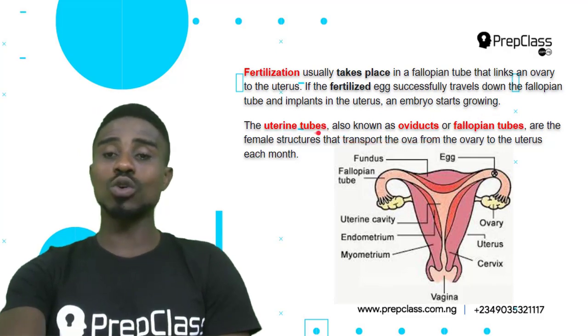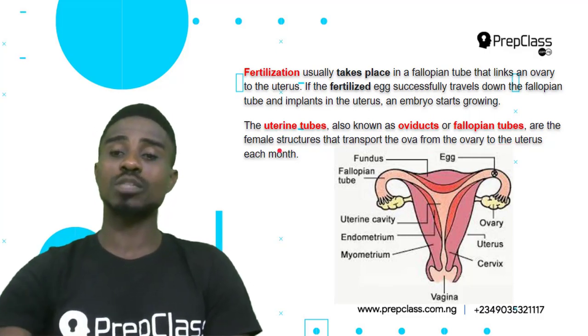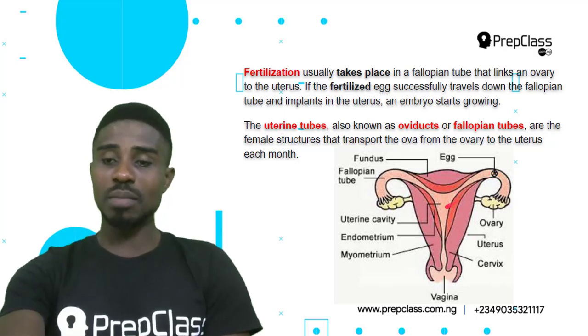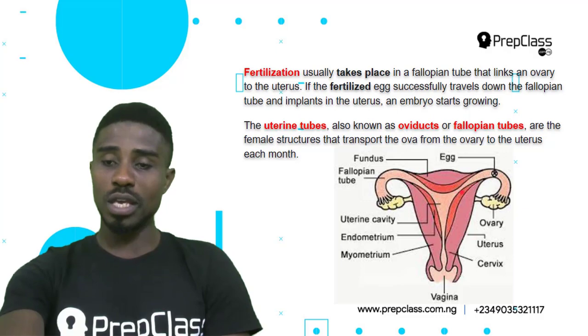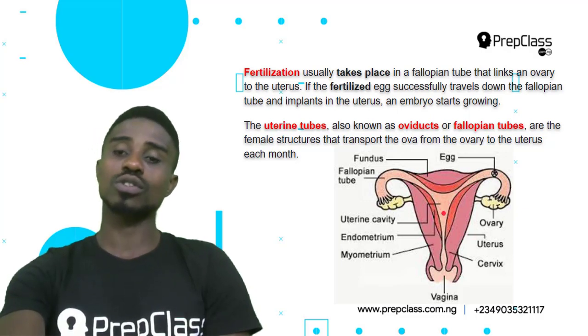Now, the uterine tubes, also known as oviducts or fallopian tubes, are the female structure that transport the ova from the ovary to the uterus each month. So fertilization actually takes place in the fallopian tube. So this is the part where the fertilization takes place. The ovary releases this egg, then the semen or the sperm fertilizes the egg here, then it comes to be implanted right here in the uterus.